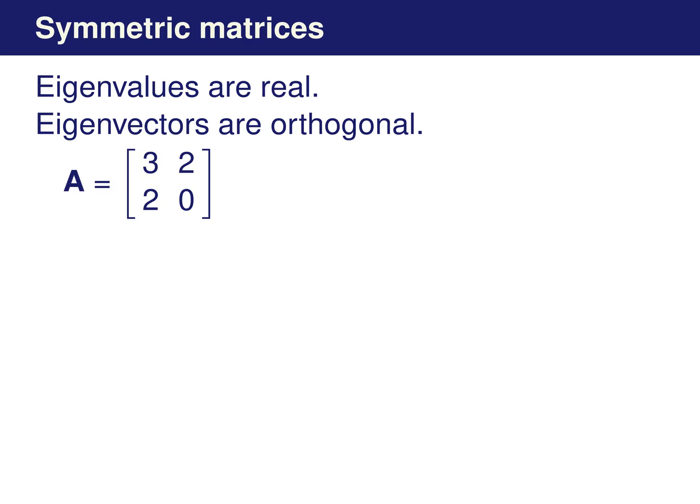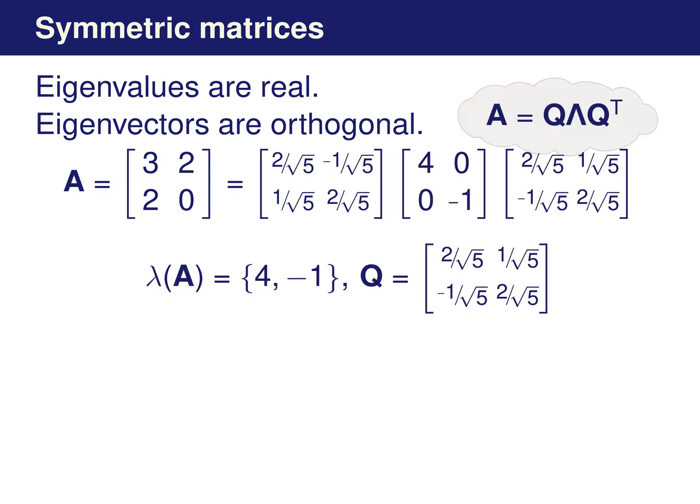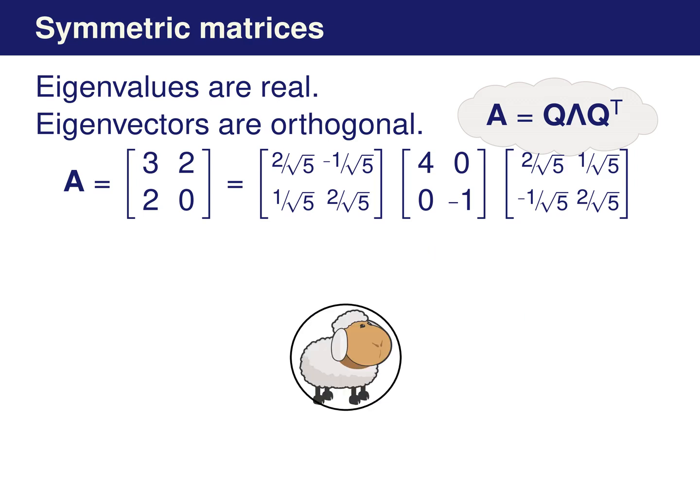Let's examine the diagonalization of this matrix. The matrix has the eigenvalues 4 and -1, with orthogonal eigenvectors along the (2, -1) and the (1, 2) directions. So, we can write A in terms of its diagonalization using the rotation matrix Q. As before, let's look at the effect of the matrix A. Notice that the eigenvectors of A are perpendicular. We start by applying the rightmost matrix of the diagonalization.